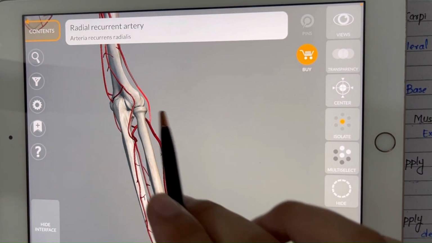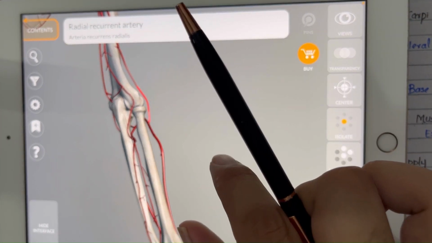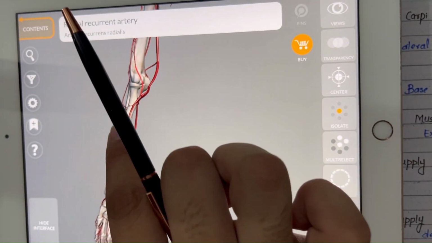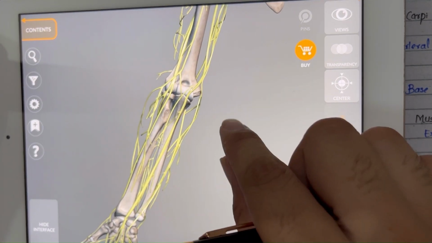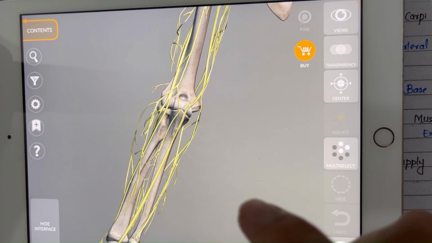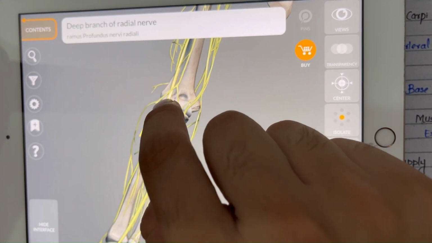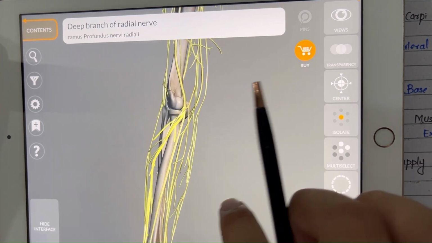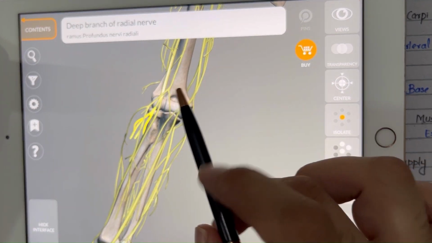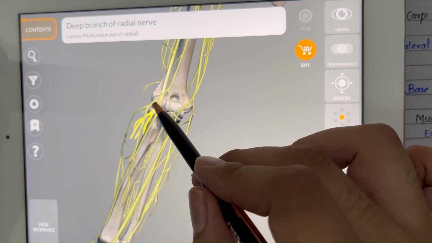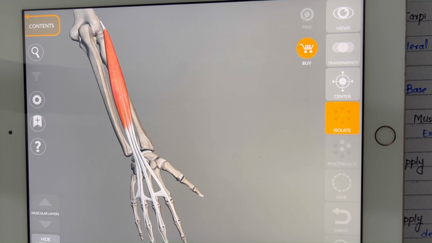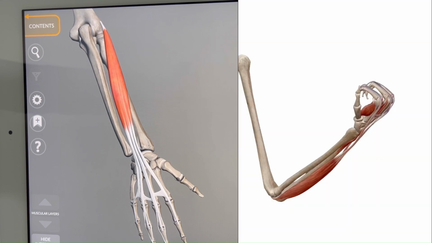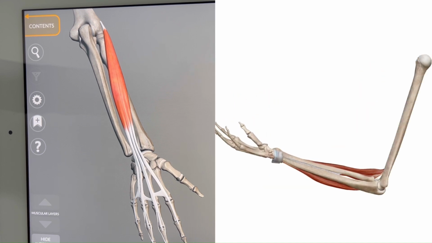This is the radial recurrent artery. The radial recurrent artery is the branch of the radial artery. Now moving toward the innervation of the extensor digitorum muscle. This muscle is innervated by the deep branch of the radial nerve. This is the deep branch of the radial nerve. The radial nerve at the elbow joint divides into the deep branch and the superficial branch. Now moving toward the action of the extensor digitorum muscle. This muscle plays an important role in the extension of the fingers and hand at the wrist joint.